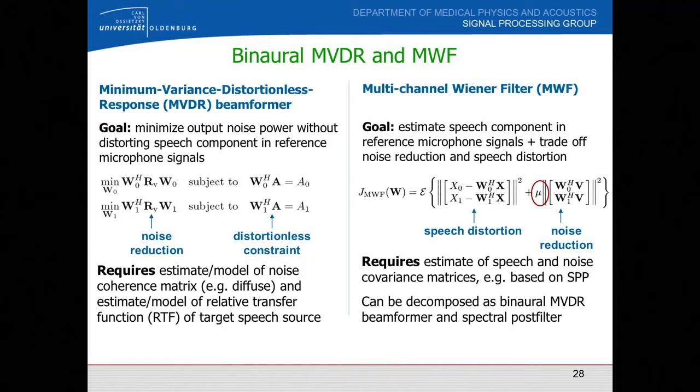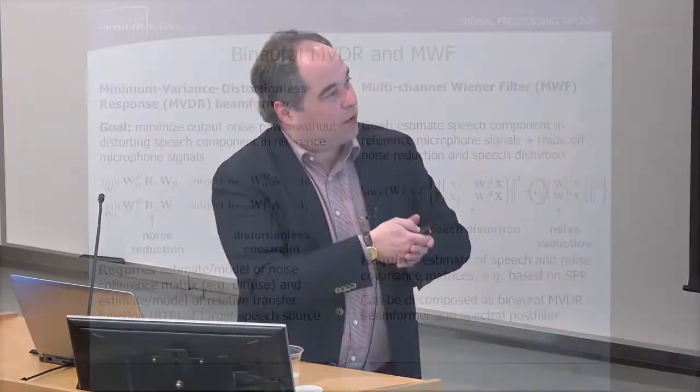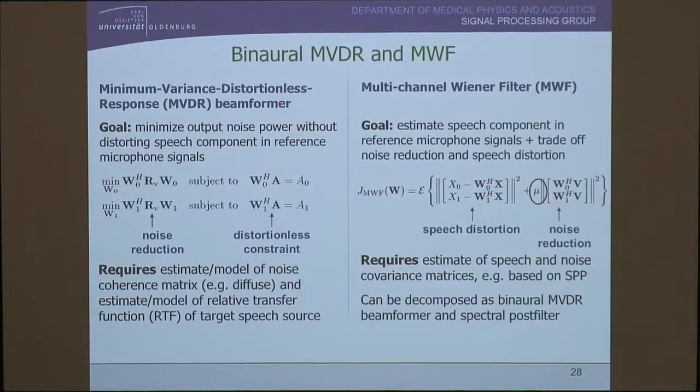So here I will not go into detail into the formulas. These are just basically the binaural extensions of the MVDR beamformer and the multi-channel Wiener filter, as I explained before. But now there are two optimization problems for both sides, both for the MVDR as well as for the multi-channel Wiener filter. The only thing I would maybe like to stress here is that what they basically do is estimate the speech component in the reference microphone at both ears.